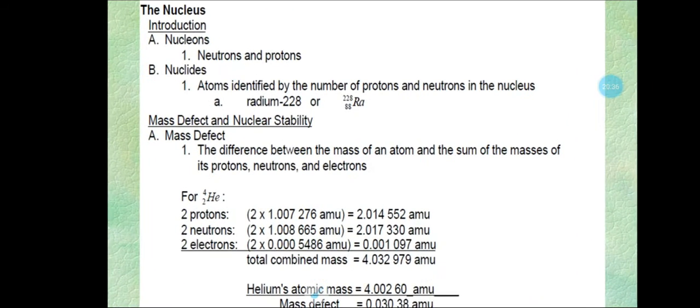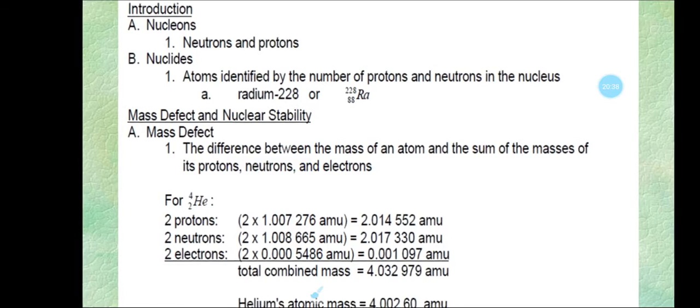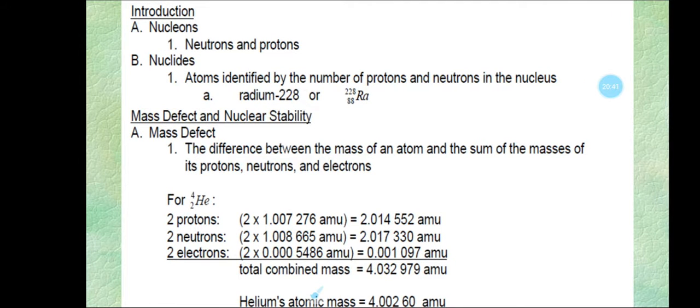So next, what we already discussed: nucleons. What are nucleons? Neutrons and protons are called nucleons. What are nuclides? Atoms identified by their proton number and neutrons in the nucleus, and the electrons around the orbit, are called nuclides. The whole element is called, for example, radium 228.